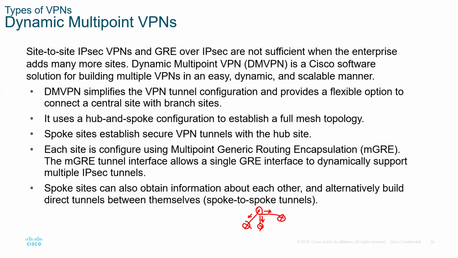Our solution is dynamic multipoint VPNs. It allows us to have a central point instead of having my static 1, 2, 3. We have a central point which acts as the hub. Then we have my sites which act as my spokes.